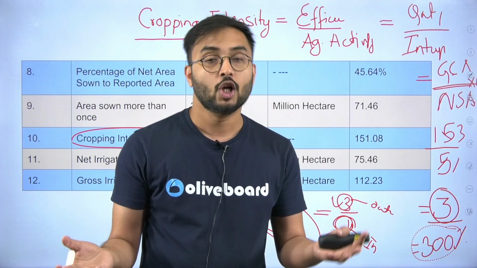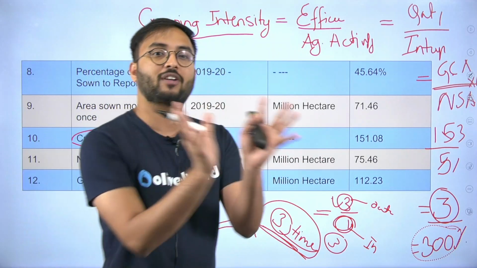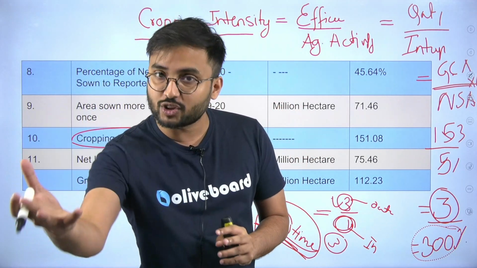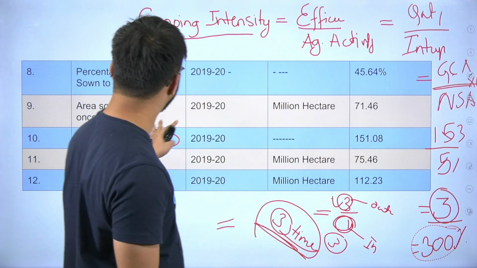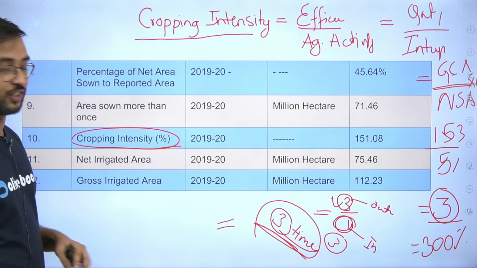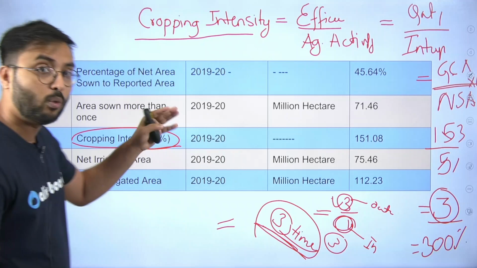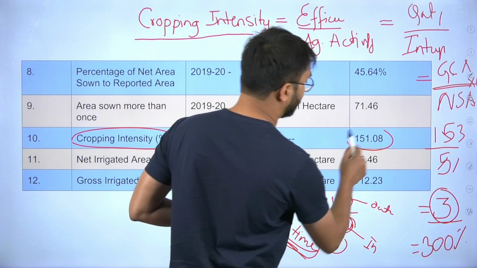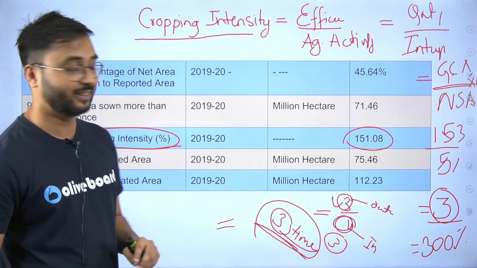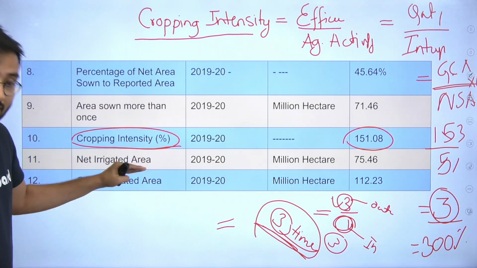As simple as that. So therefore, if you want to know the productivity or overall efficiency of the agricultural field, this is a really good term to understand the overall efficiency. What is it? Cropping intensity. How much is it for India? It is 151.08. That is gross cropped area upon net sown area.